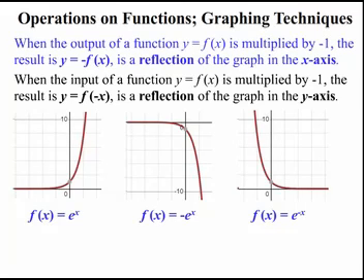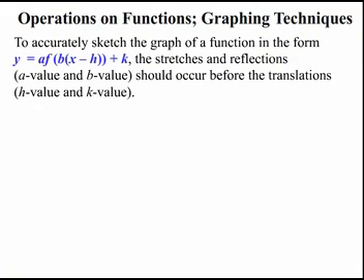So below you see f of x equals e to the x. You see f of x is equal to negative e to the x, and that's a reflection in the x-axis. And then you also see f of x is equal to e to the negative x, and it's a reflection in the y-axis. And lastly, to accurately sketch the graph of a function in the form of y equals a f of b times (x subtract h) plus k, the stretches and reflections, the a value and b value, should occur before the translations, h value and k value.